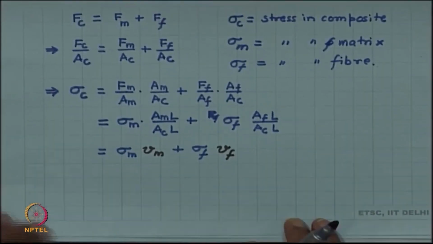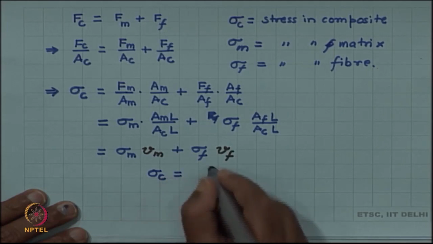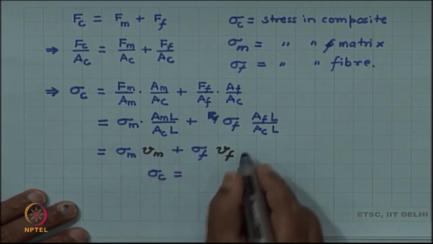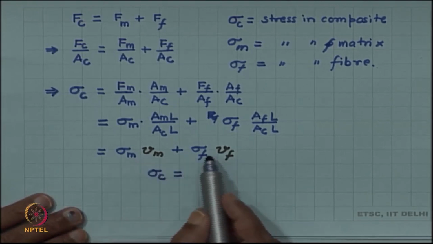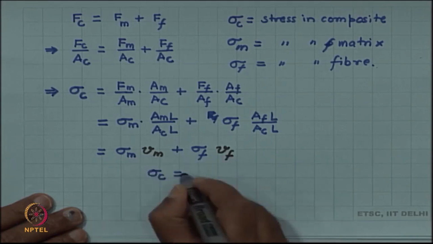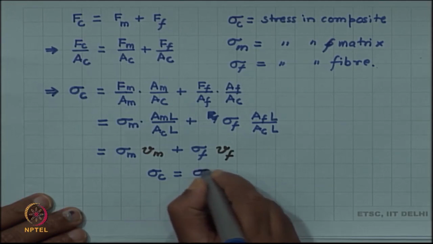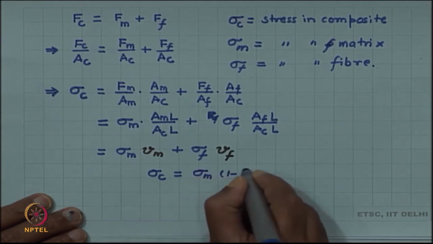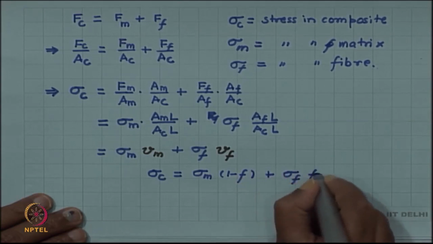So, we finally get a very simple and interesting relation that the stress in the composite is just weighted average of the stress in the matrix and stress in the fiber, with weighting factors being the volume fraction. And if I use my symbol f for Vf, I can write this as sigma m into 1 minus f plus sigma f into f.